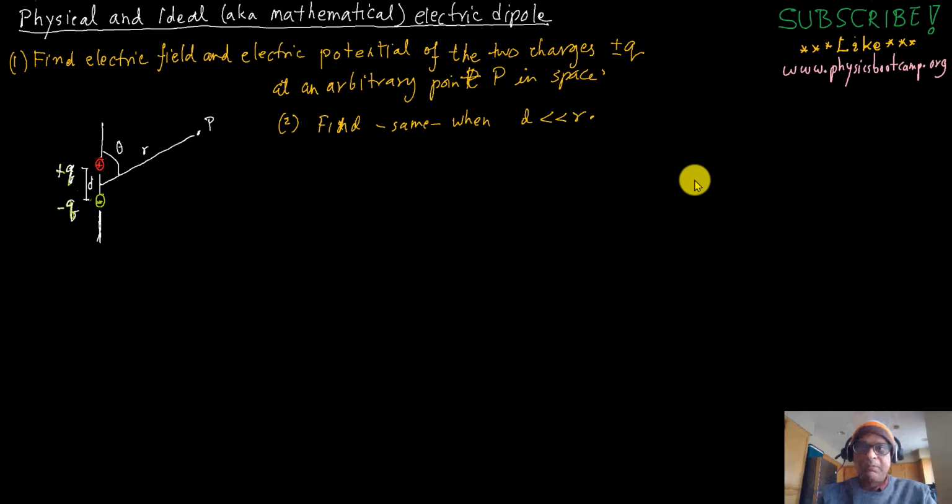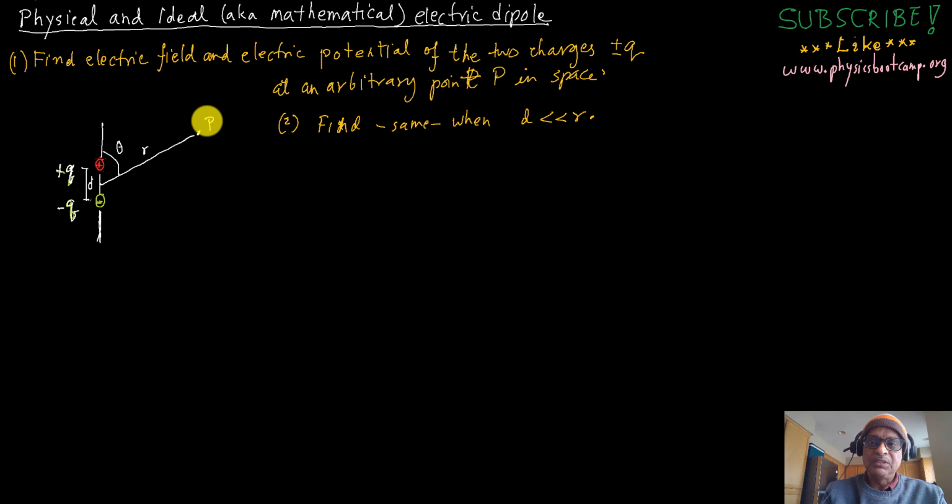Today we have a pretty standard problem, but we need to discuss some concepts here along the way. So here are two charges. They have equal magnitude but opposite sign, and they're placed in this manner. And there is some arbitrary point P. We want to know the electric potential and electric field due to them.